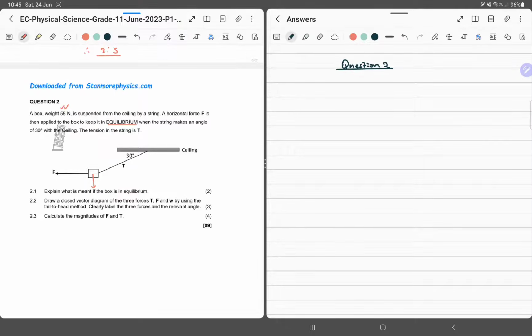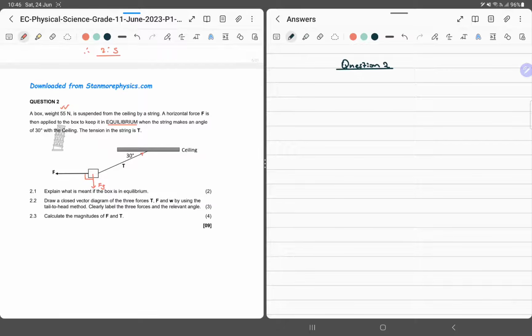Okay, and then we can use Fg for the weight. Right, so those are the forces. So we've got the tension in that direction, we've got the force of gravity down, we've got that force horizontally to the left, and that means the angle between these two is going to be 90 degrees.